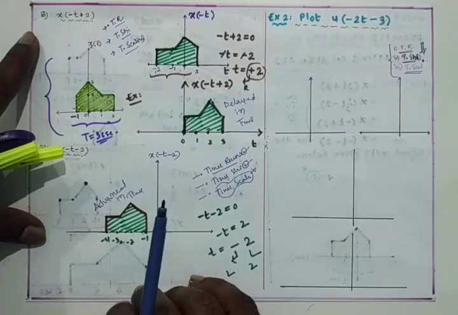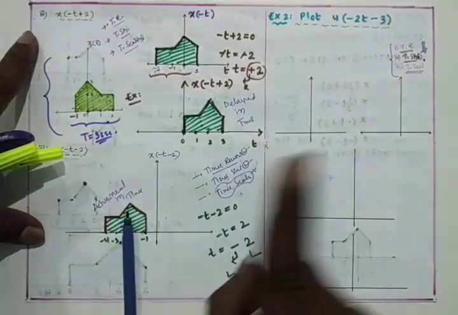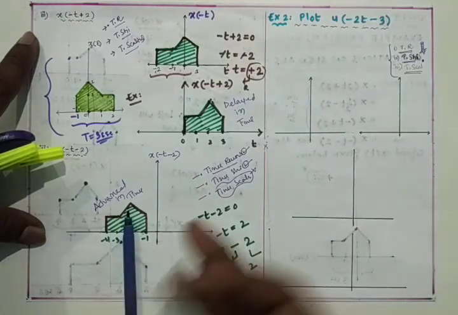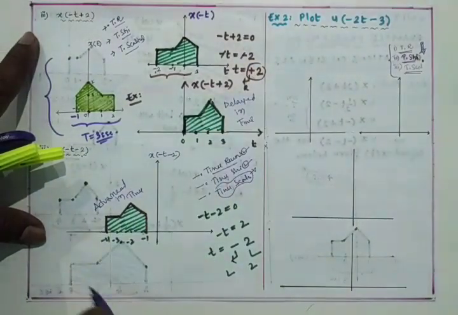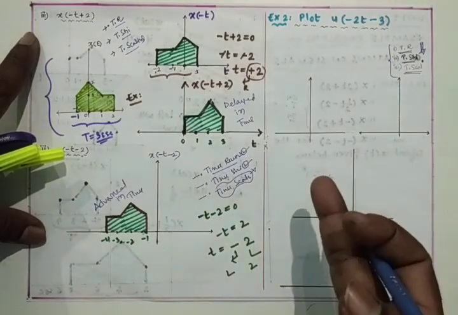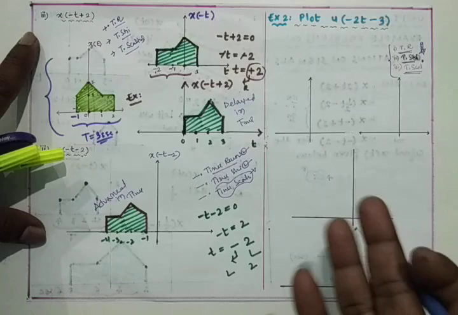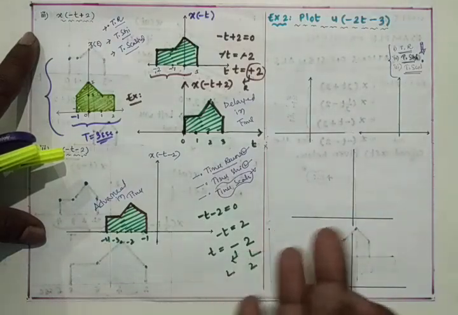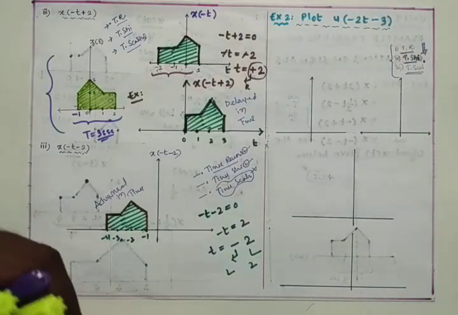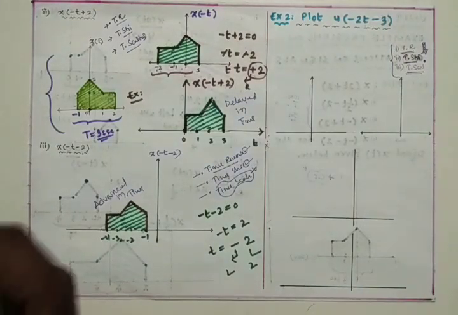To draw this one, we have to know four things. First, we should know what u of t is. After that, we should know how the time reversal operation is performed, how the time shifting operation is performed, and how the time scaling operation is performed. Then only can we draw this given signal.